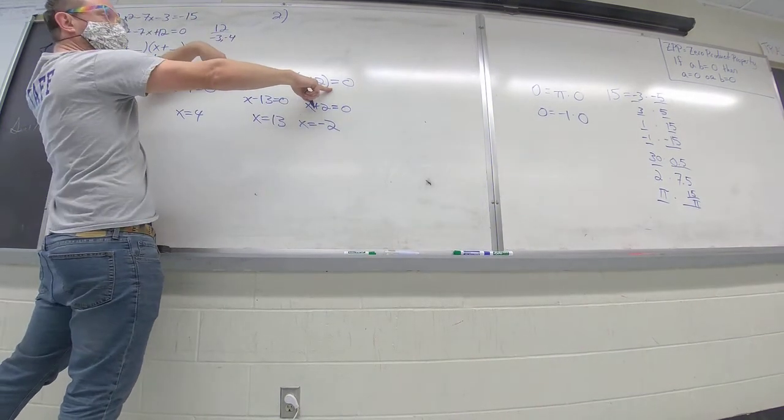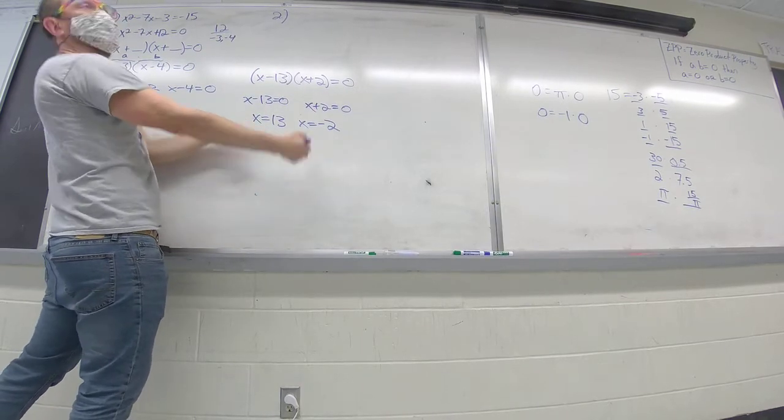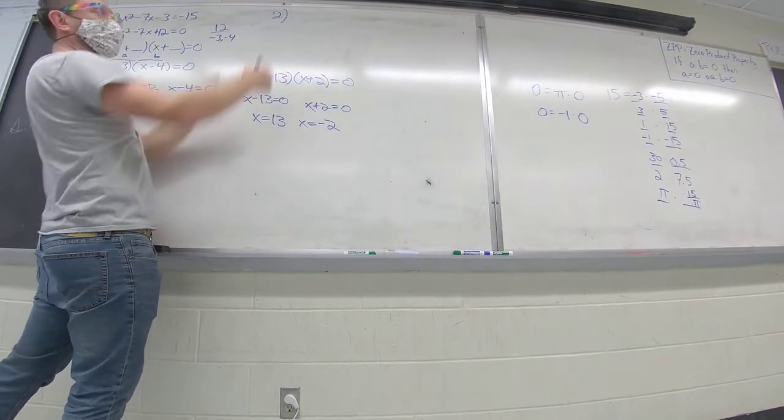Like if I gave you this and said, what are the solutions to this? Well, you do those steps, right? We're just working those steps backwards. And then how do I get to the standard form?